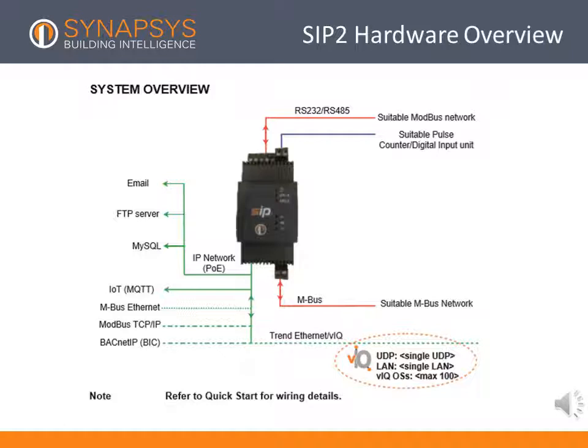A dedicated MBus port is available with a built-in MBus level converter, allowing up to 60 unit loads on an MBus network. A digital input port that can be used as a digital input or pulse counter to bring in a single pulse signal. A 24-volt DC power supply is required to power the SIP2. The diagram shows the different network connections available.